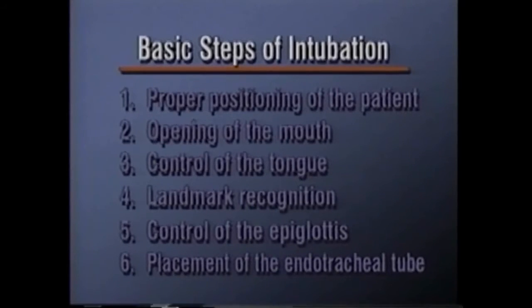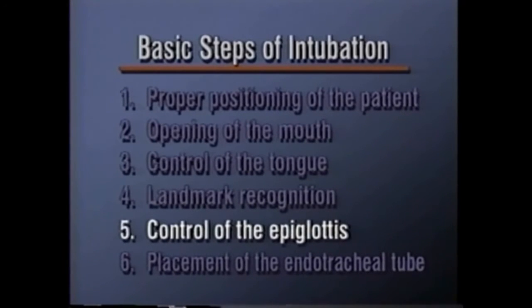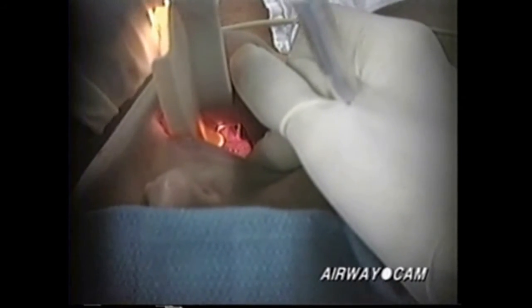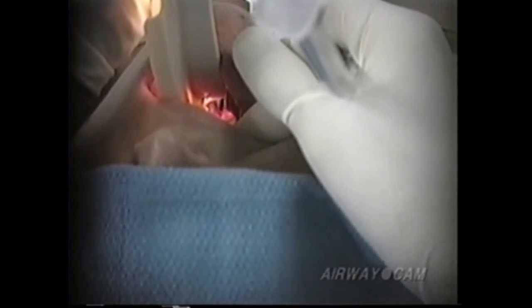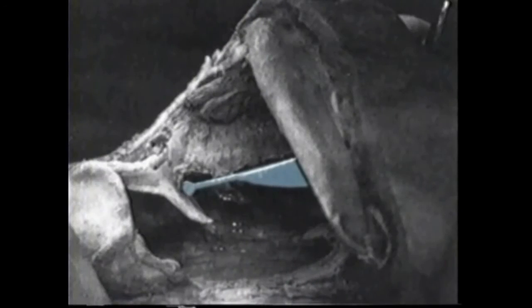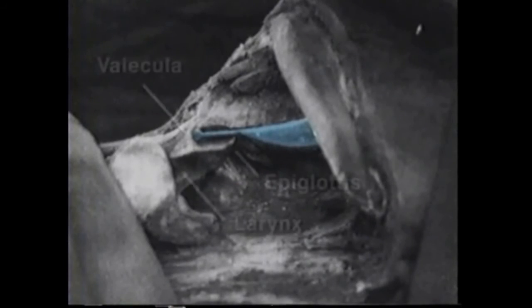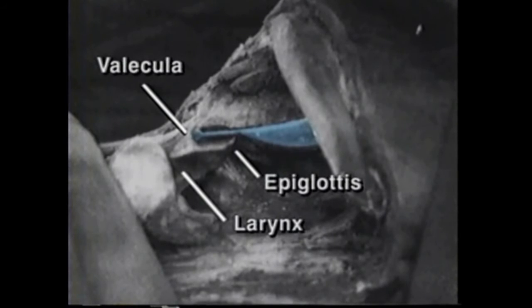The 5th step involves control of the epiglottis and exposure of the larynx. With the curved blade, the epiglottis is lifted indirectly by pressure on the vallecula and the underlying hyoepiglottic ligament. On this cadaver cross-section, note the differences in the epiglottis when the tip of the blade, colored in blue, is loosely applied to the vallecula, and when it is firmly pressed, causing the epiglottis to be lifted upwards.